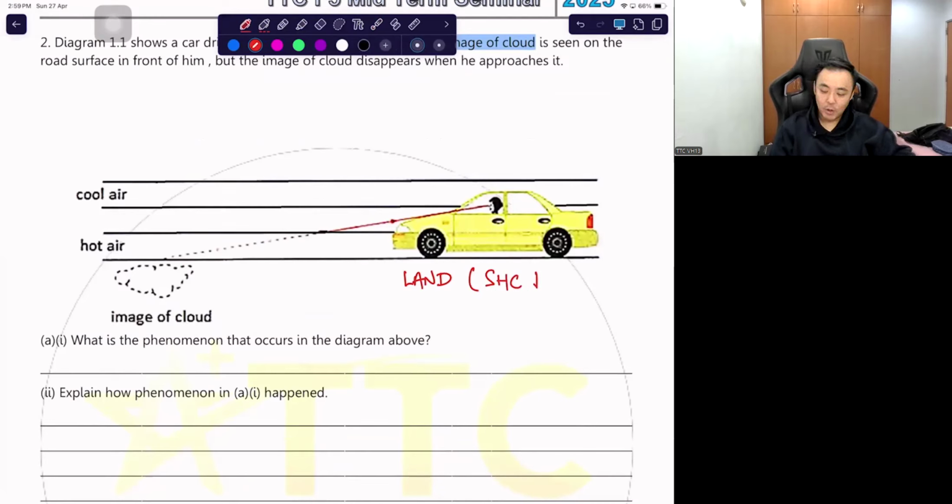Yes, for the land, it's actually lower specific heat capacity. Heat capacity lower means what? They heat up faster, they cool down faster. Heat capacity higher means what? They cool down slower, they heat up also slower.